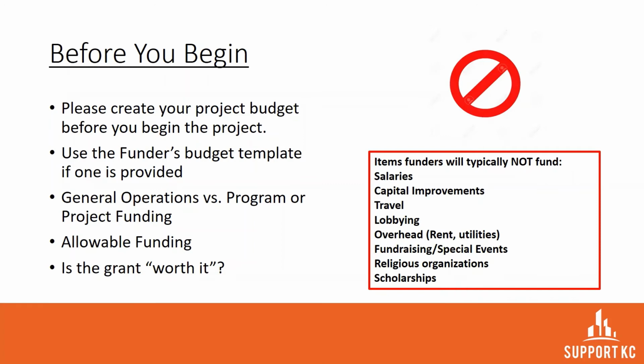Some are very strict about not funding scholarships or fundraising or special events or sponsorships or anything having to do with lobbying or legislative work. Some funders will fund travel under specific circumstances. For example, if your organization is traveling around the city to provide services, that might be an allowable expense, while providing funding for a staff member to travel to a national training would not be covered, for example.